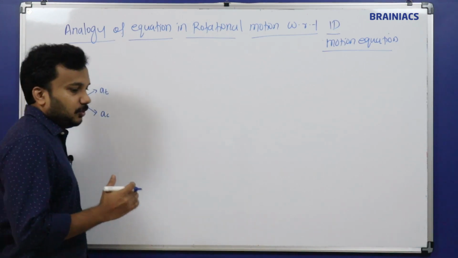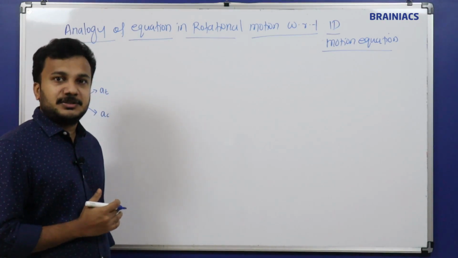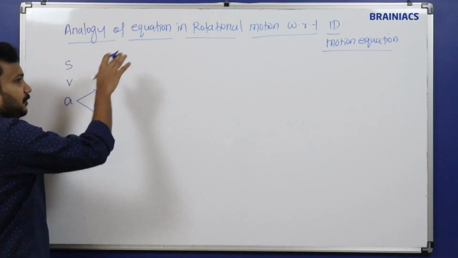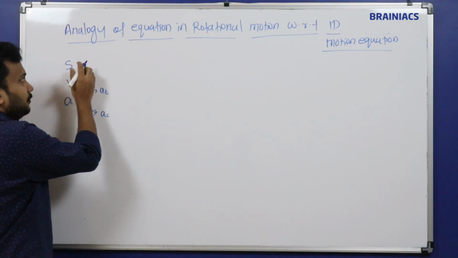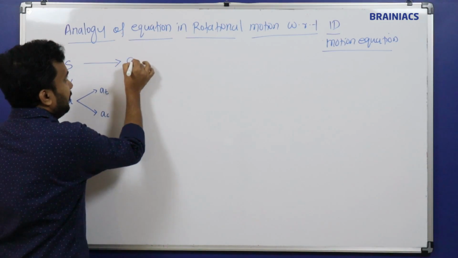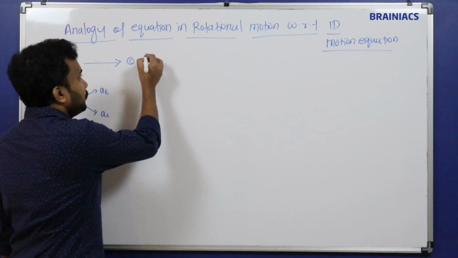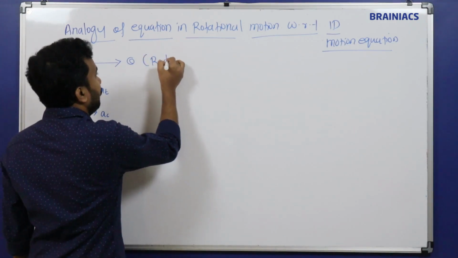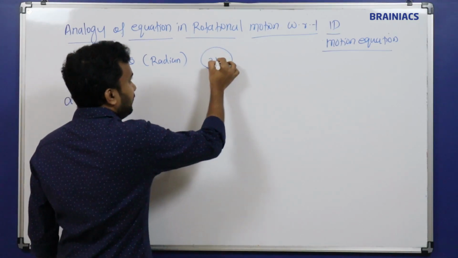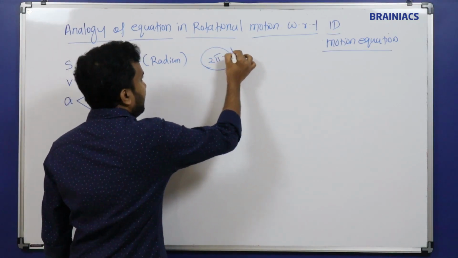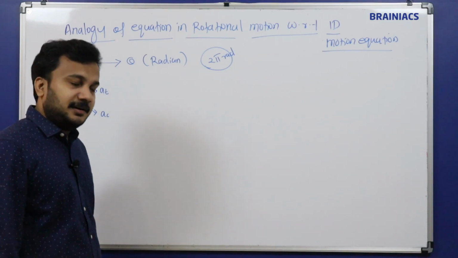Displacement means in one dimensional motion, how much distance a body has traveled. But rotational motion is circular motion, so instead of s, we have another parameter called theta. Theta is how much angle it has rotated. This is normally represented in the unit of radian. If a full circle is completed, it is 2 pi radian, which is equal to 360 degree.